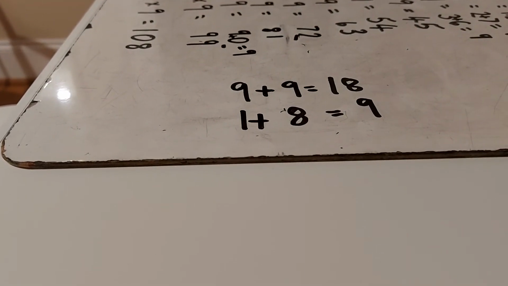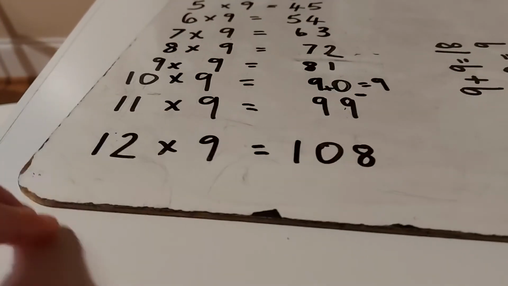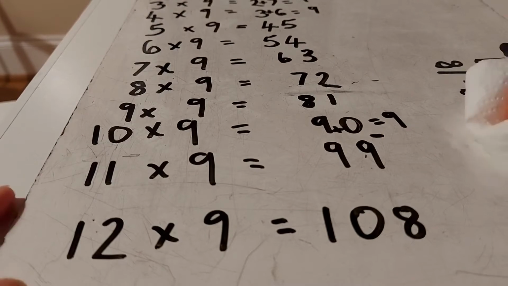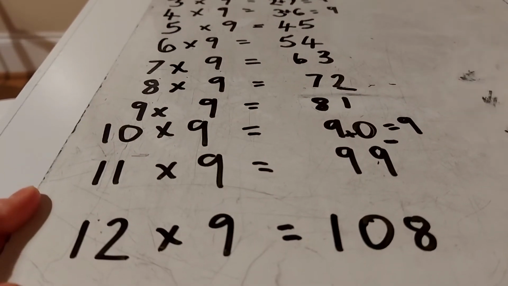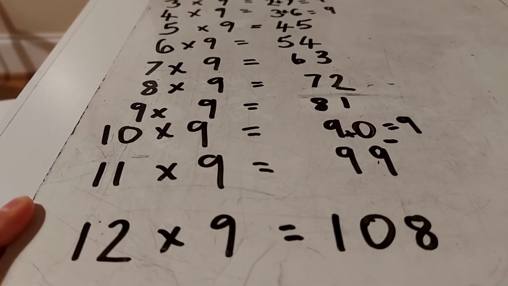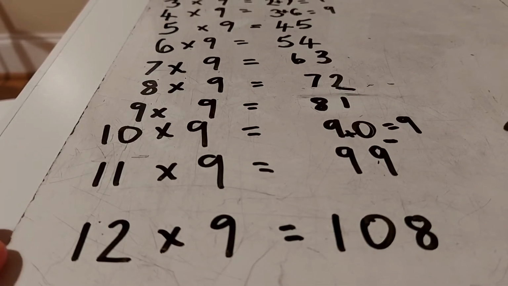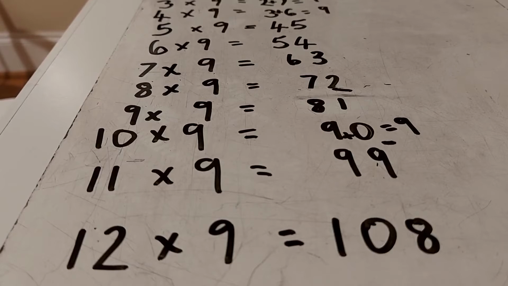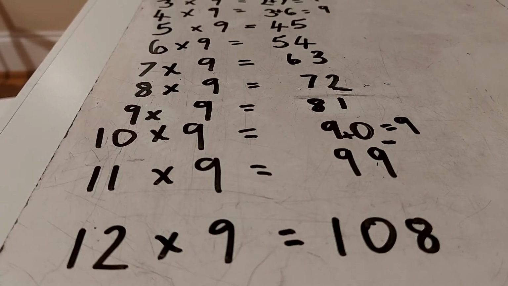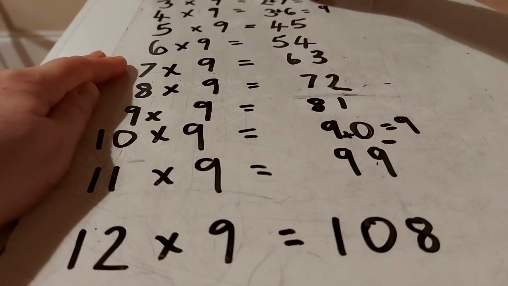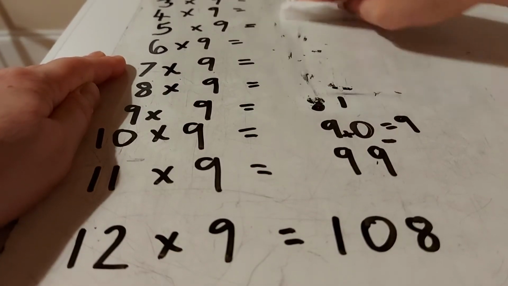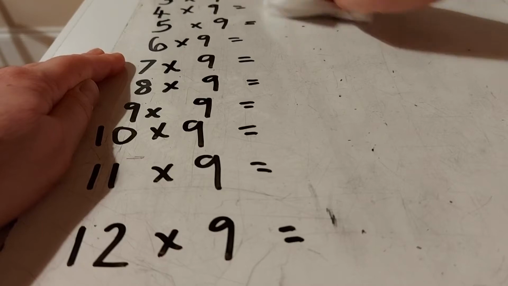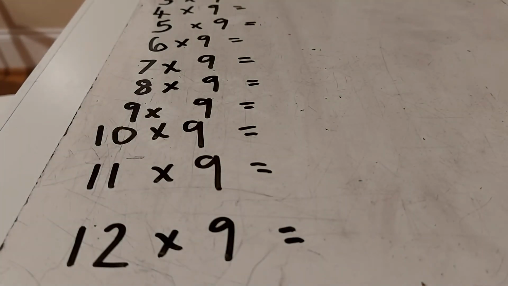Isn't that interesting? And then let's look at 12 times 9. Well, 12 times 9 is 108. And if we add 1, add 0, add 8, it makes 9. Now, as well as this being quite fascinating, it's something we can do to help us work out our times tables very quickly, because you might have noticed something else.